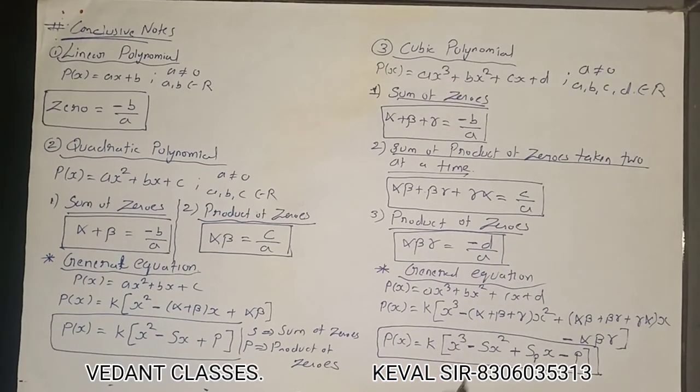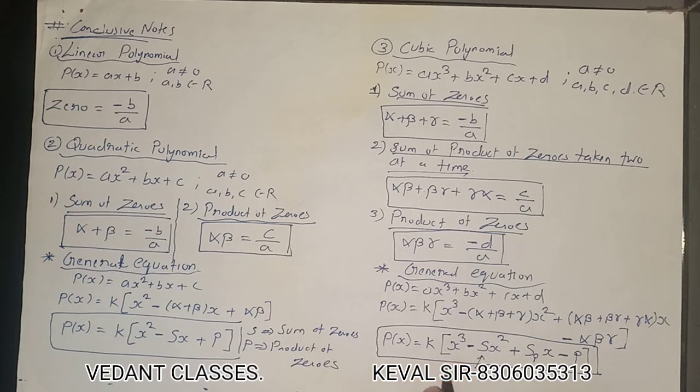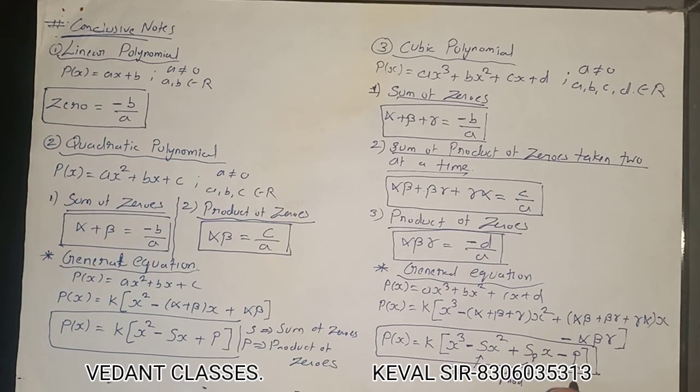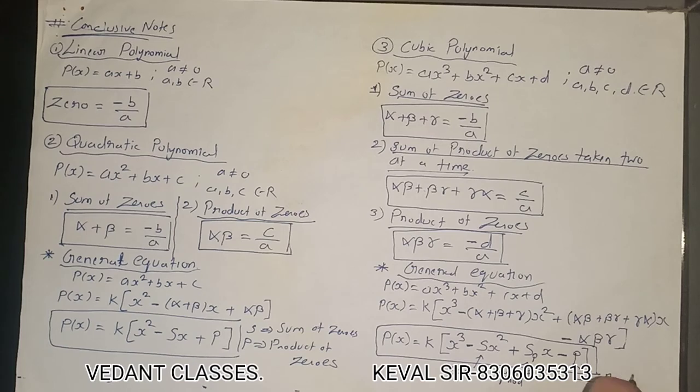Here this s stands for the sum, sp is the sum of products of zeros taking two at a time, and this p stands for the product. Okay, so is it clear? Take a screenshot of this. This is a very important note. You just need to remember this much in the relationships between zeros and coefficients.